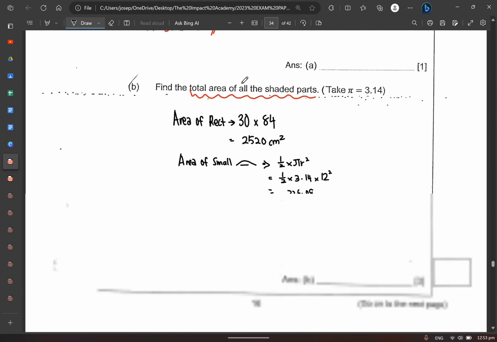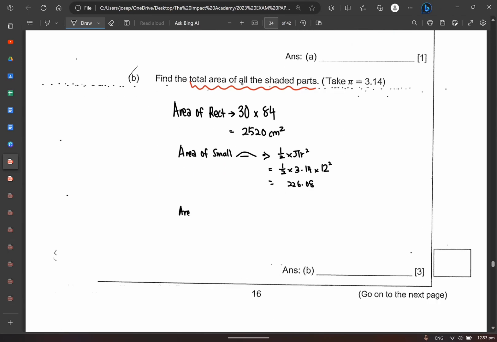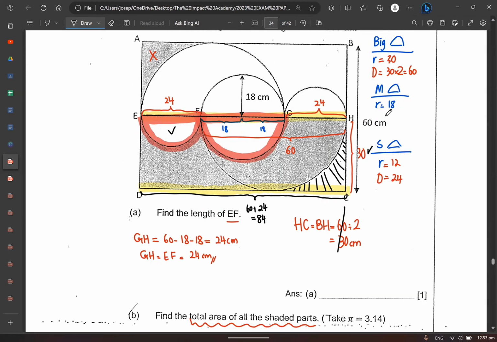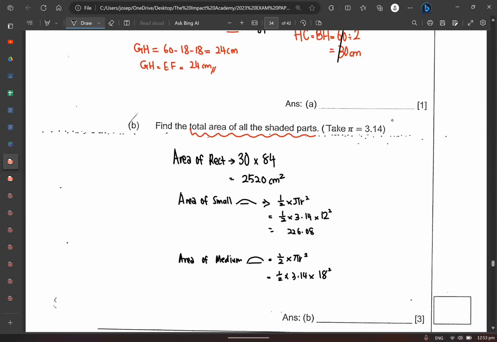And I want the medium semicircle. For the area of the medium semicircle, we simply do half times pi r squared again. We do half times 3.14. What's my radius for the medium semicircle? You can see over here that it has a radius of 18, so we do 18 squared. When I do half times 3.14 times 18 squared, I get an answer of 508.68 centimeters squared. So this is 1, 2, and 3.